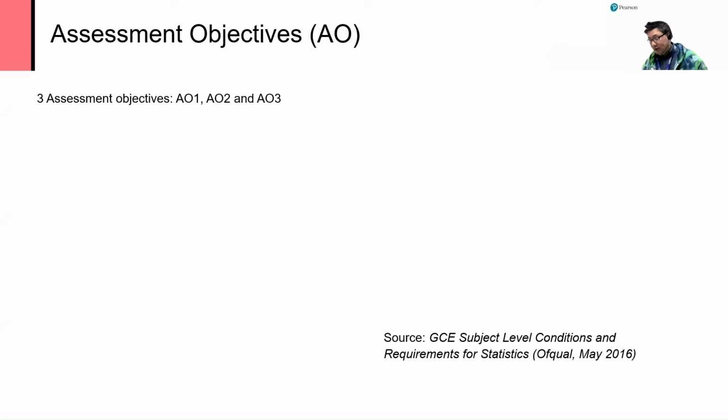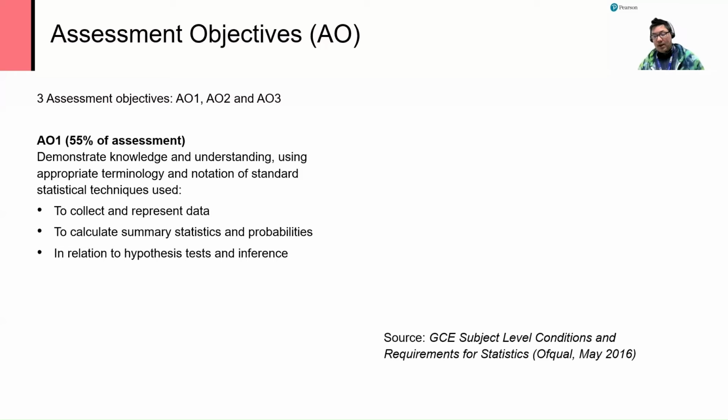What you'll see on the slide in front of you is literally lifted from the Ofqual subject conditions and requirements for A-level statistics. So AO1 is to demonstrate knowledge and understanding using appropriate terminology and notation of standard statistical techniques used, either to collect or represent data, to calculate summary statistics and probabilities, and in relation to hypothesis tests and inference.